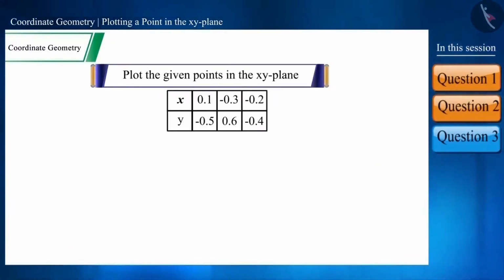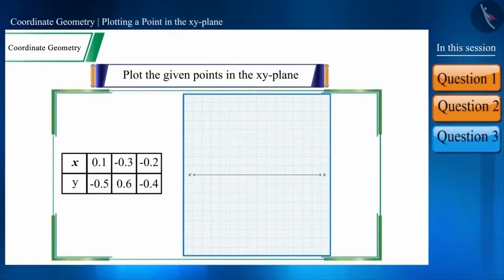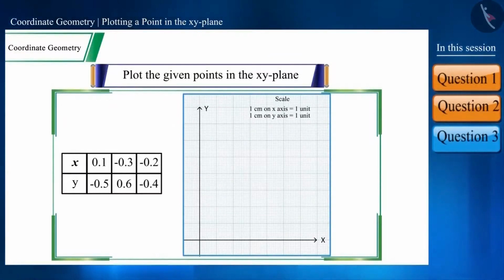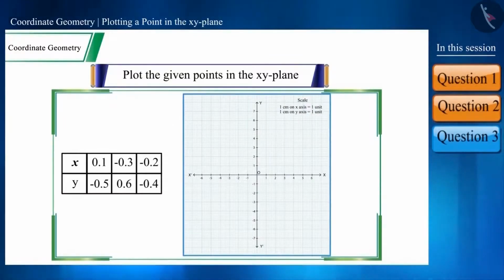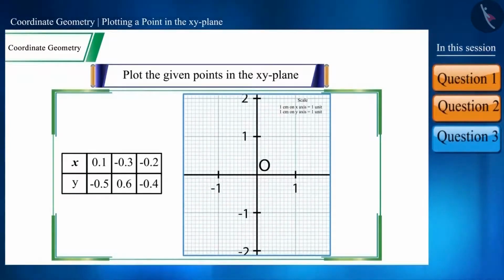Plot the given points on the graph. Friends, we will first determine the scale. Like always, let's take 1 centimeter equals to 1 unit. Now let's plot the given coordinate points one by one. The first point, (0.1, -0.5), will be plotted here. The second point, (-0.3, 0.6), will be here. And the last point, (-0.2, -0.4), here.